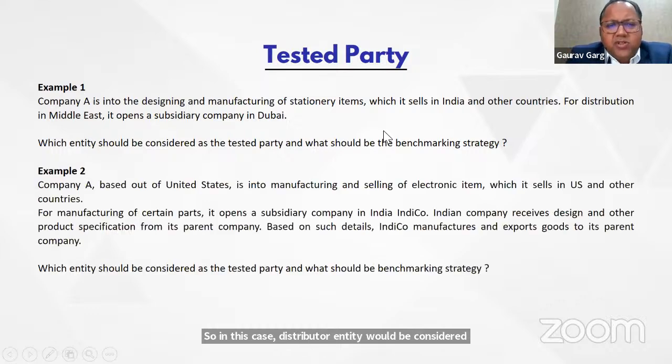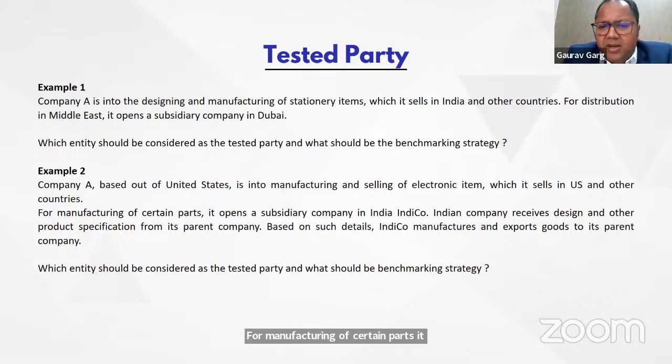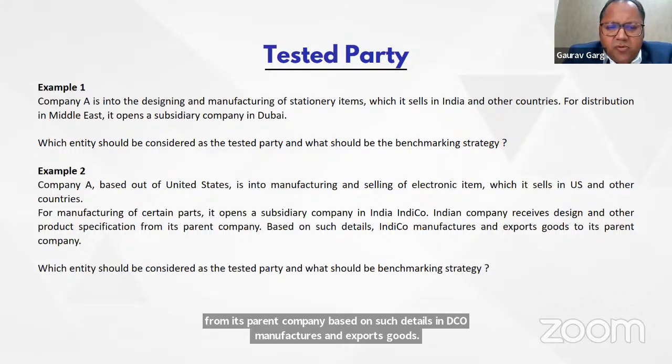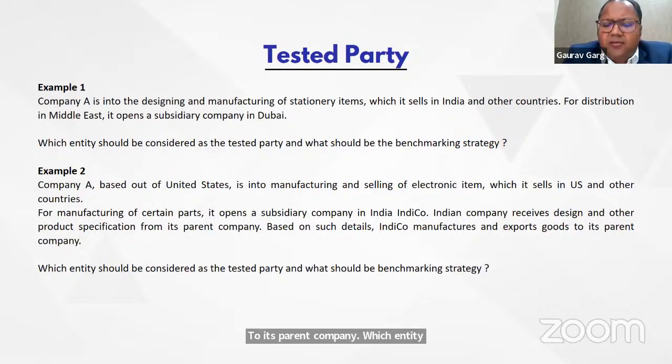Now let's take an example two. Company A, based out of United States, is into manufacturing and selling of electronic item, which it sells in US and other countries. For manufacturing of certain parts, it opens a subsidiary company in India, Indico. This Indian company receives design and other product specification from its parent company. Based on such details, Indico manufactures and exports goods to its parent company. Which entity should be considered as the tested party, and what should be a benchmarking strategy.